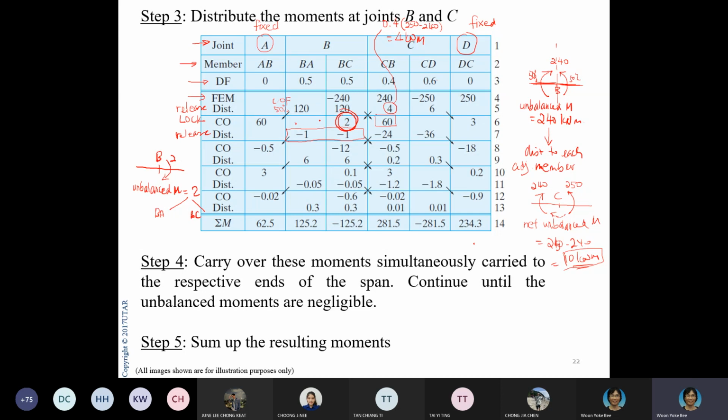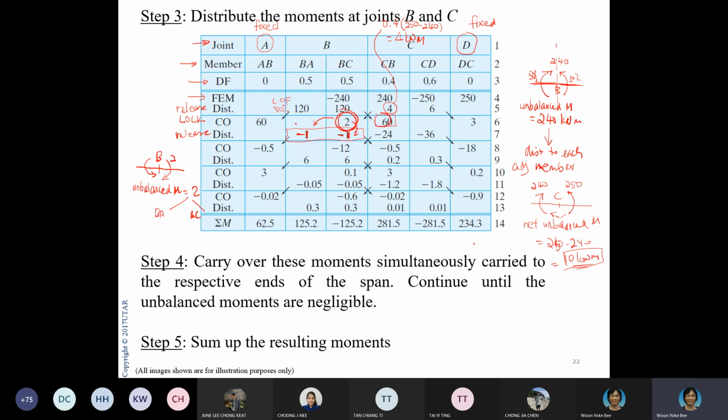So I have 50% and 50%. The counterbalancing moment is in this direction. If you look at this direction, this is anti-clockwise, so that's why you have -1, -1. Now I look at joint C.